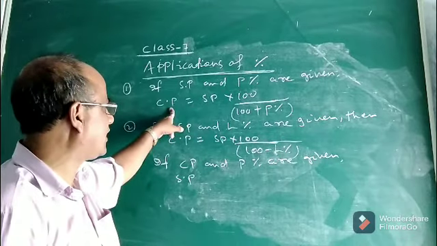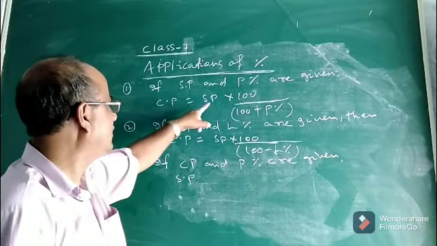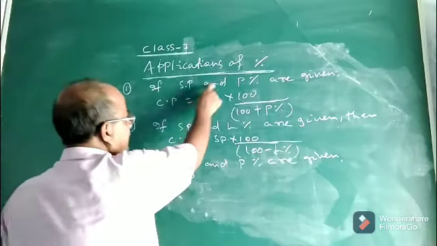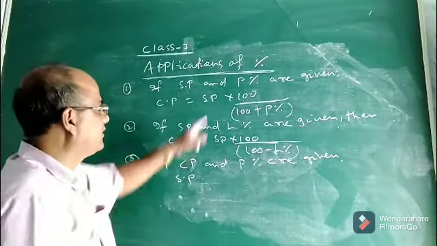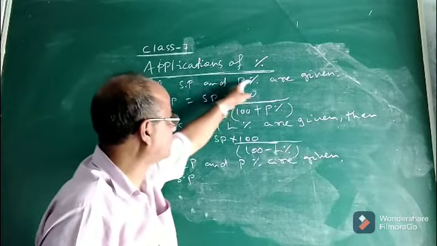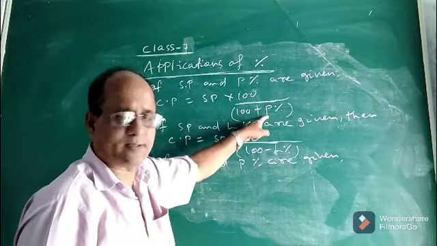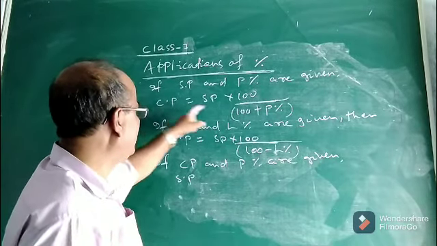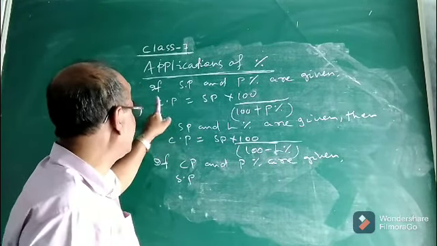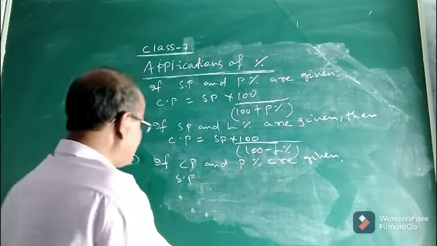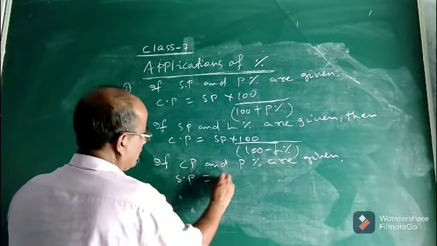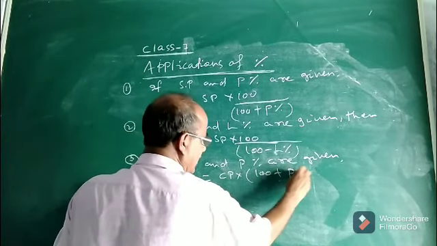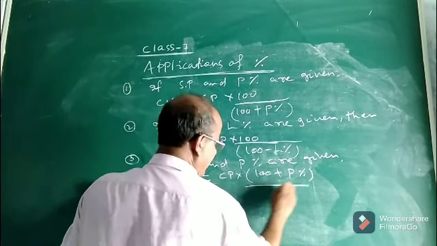Look at this formula. Here CP equal to SP into 100 by 100 plus profit percent. Now you want to find the selling price. So take this 100 by 100 plus profit percent and divide by CP. That means SP will be equal to CP into this by 100. Then SP equal to CP into 100 plus gain percent divided by 100.